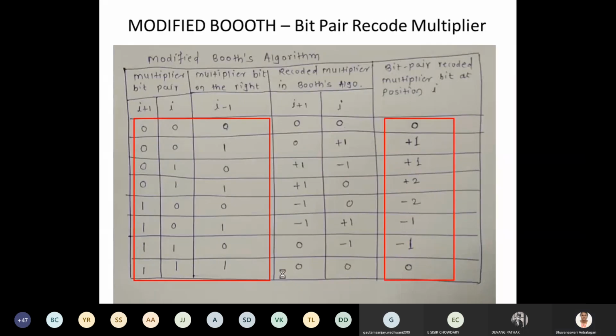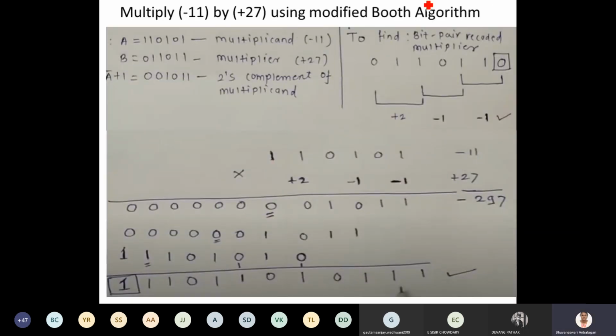Now we'll see another example that involves a negative multiplicand or negative multiplier. So see here, it is going to involve 1, 2, 3, 4, 5, 6, 6 bits are going to be available. The multiplication is of minus 11 and plus 27 using the modified Booth algorithm. So first step, I have to find out minus 11.